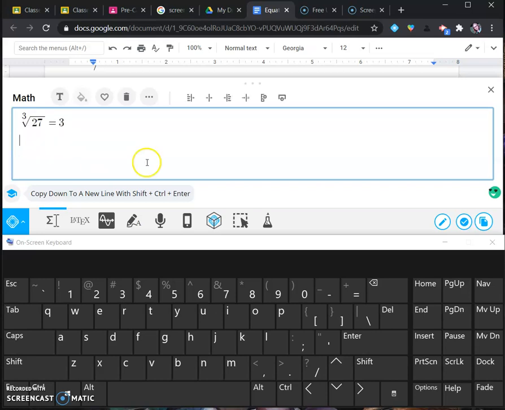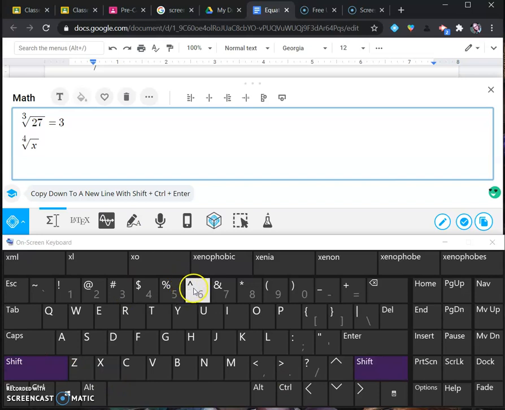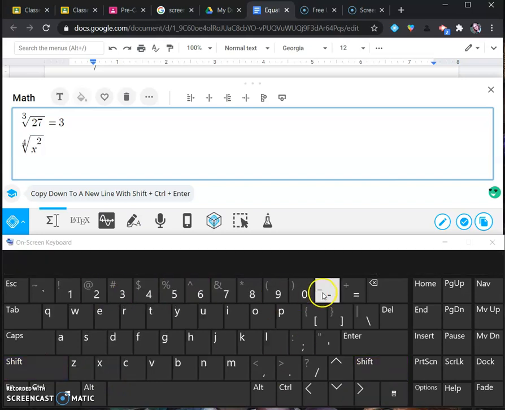Or we could do it with a different root if you wanted to. You could do backslash. Again, the name of the symbol is the nth root. Spell that correctly, and then hit the space bar. This time, let's say we want to do a fourth root. So this is the fourth root of x squared minus 2x plus 16.